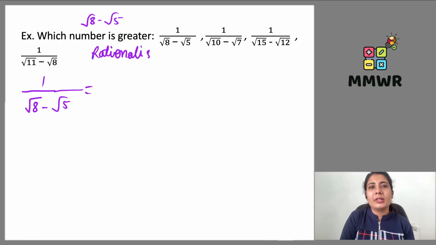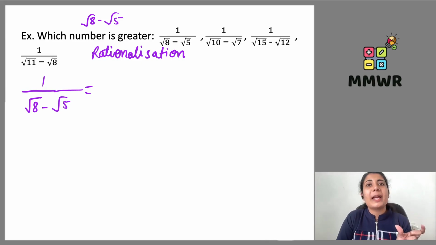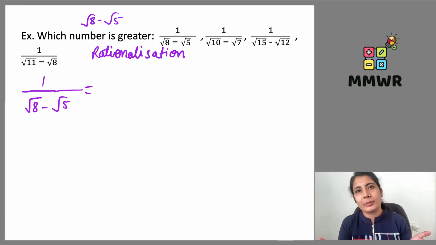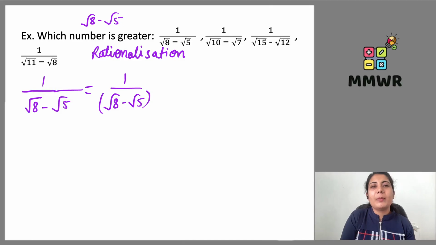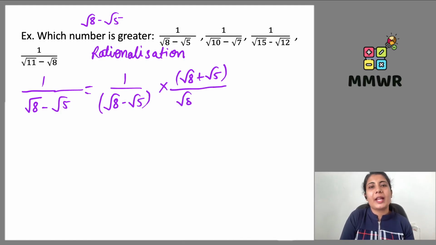So rationalization helps us multiply by such a number so that we will get rid of these roots at least from the denominator or from the numerator. If it is there in the numerator, we have to get rid of it from the numerator as well. Right now, it is in the denominator. So we will multiply this 1 upon root 8 minus root 5 with root 8 plus root 5. But it is a fraction, that is why we will be multiplying both.